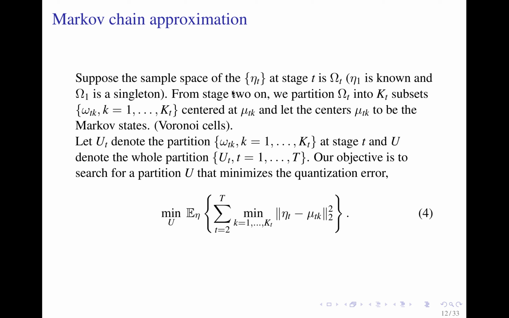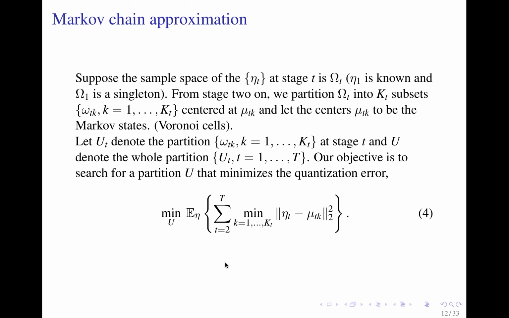So in this MCA approach, the idea is to find some representing centers in a sample space, or you partition the sample space so as to minimize the so-called quantization error. And those representing points will be our Markov states. After that, the transition matrix can be just calibrated by simulation. So here is a non-convex problem to find those optimal representing centers.